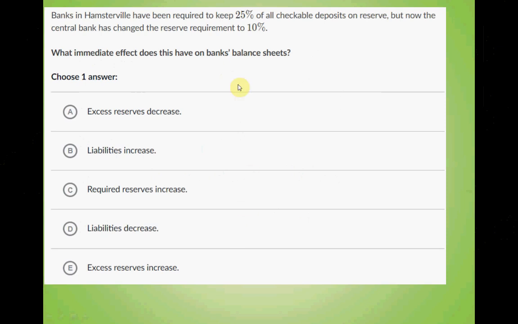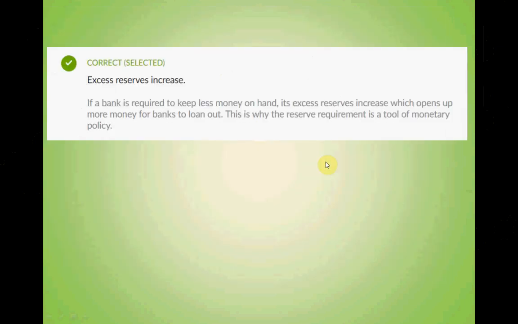Well, think about it. Do they have to keep as much money now? They were required to keep 25%, but now they only have to keep 10%, which means the required reserves go down, and that money then becomes excess reserves. Excess reserves are going to increase. So the banks now have more money on hand. What can they do with that money? Well, they can loan it out, right? And people can go get loans from the bank and start businesses and buy houses and do all that stuff that keeps the GDP growing and keeps the economy going. This is a good example of monetary policy, and we'll talk about that later.